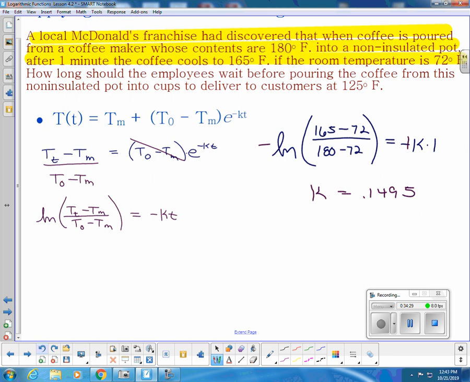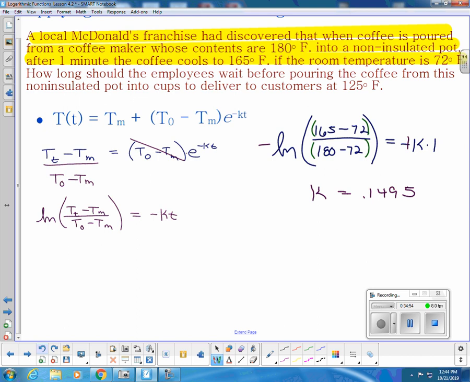Now, you have to, guys, be very careful. Natural log automatically starts a parenthesis. You have to put this in parentheses and this in parentheses when you put it in. Or you can subtract first and get a number, right? 165 minus 72 is 93. And then over 108. So that would be the easiest way to do it. So that's your cooling rate, 0.1495.